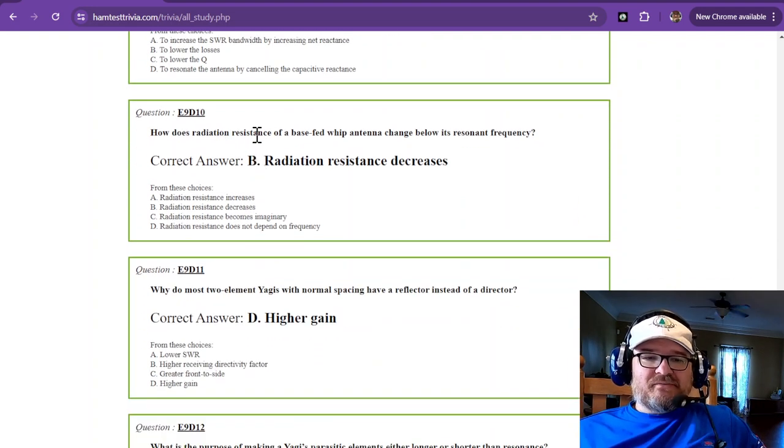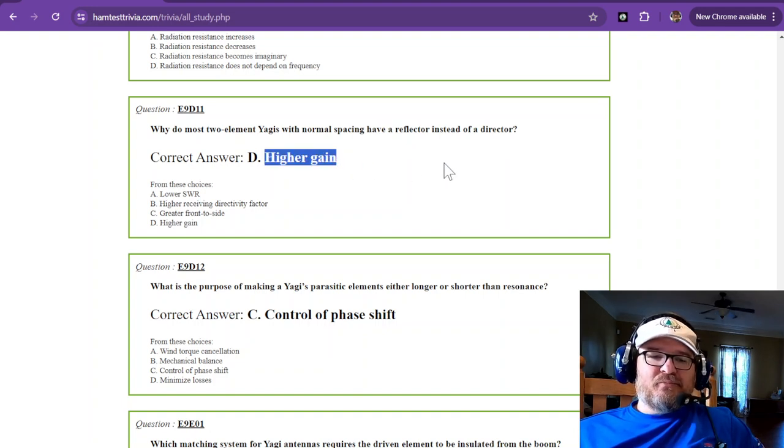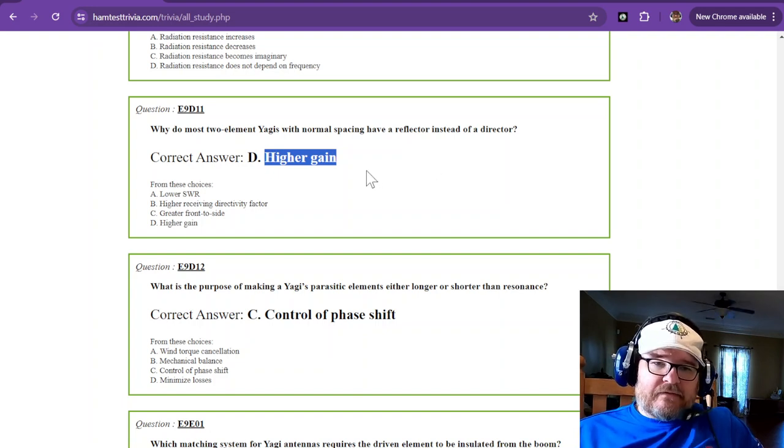How does radiation resistance of a base fed whip antenna change below its resonant frequency? So that radiation resistance decreases. And you could view that on the SWR meters, antenna analyzers, and such. Why do most two-element Yagis with normal spacing have a reflector instead of a director? That reflector produces a higher gain. And with a Yagi, that's usually why you have a Yagi, is for gain.